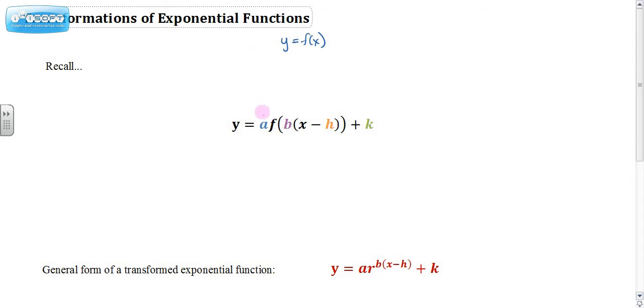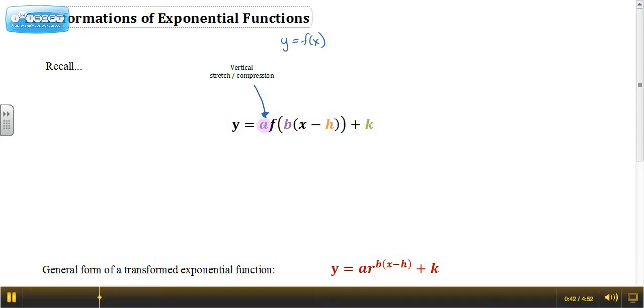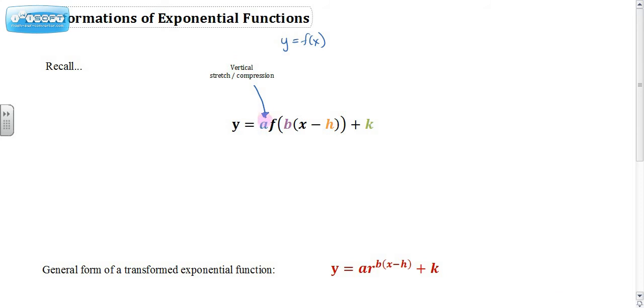So let's recall what a stands for. A stands for a vertical stretch or compression. So if I have a value of 2 in front of my function, that tells me I need to take my graph of my function and stretch it in the vertical direction by a factor of 2.